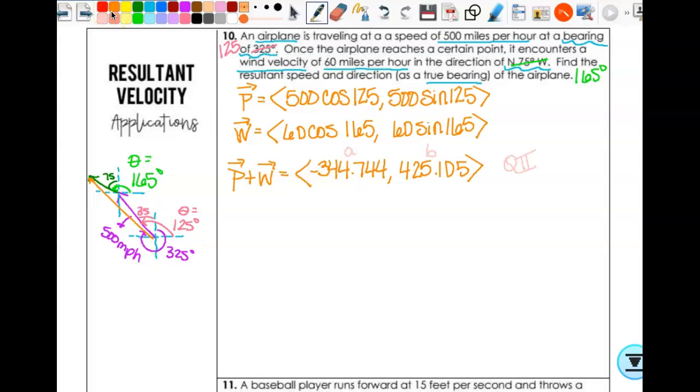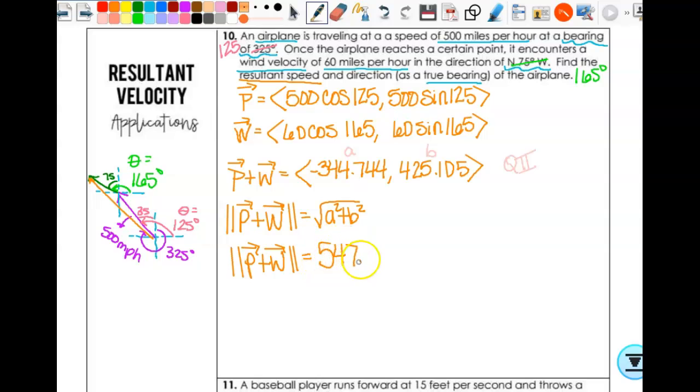Okay, so now we need to find the resultant speed. So that's our magnitude. So the magnitude of my resultant vector is the square root of a squared plus b squared. You can just do that in the calculator. But of course, you're not going to get the right answer if you didn't store them. I'll give you what you should get. Make sure this is what you're getting out of your calculator.